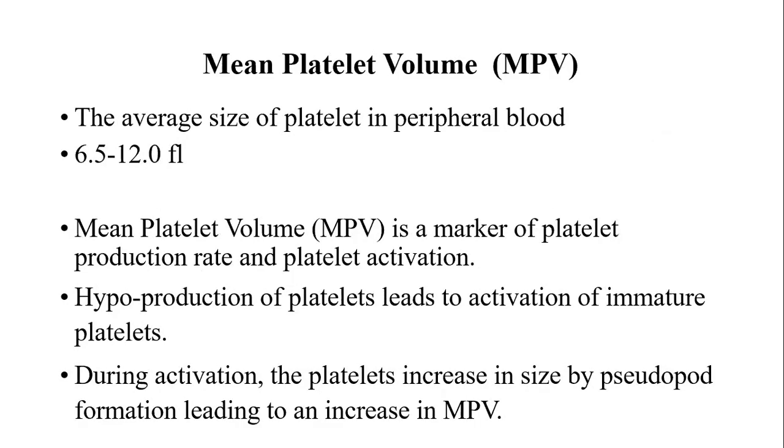The first index is the mean platelet volume, which is the average size of platelets in peripheral blood. Size usually ranges from 6.5 to 12 femtoliters. This is a marker of platelet production rate and platelet activation. So if there is low production of platelets, this leads to activation of immature platelets, in which process platelets develop pseudopods. When pseudopods are formed, the platelet size will increase, leading to an increase in mean platelet volume.